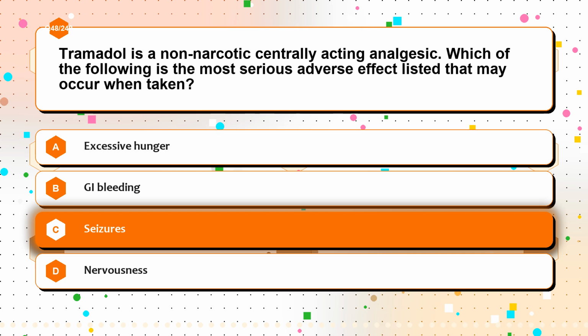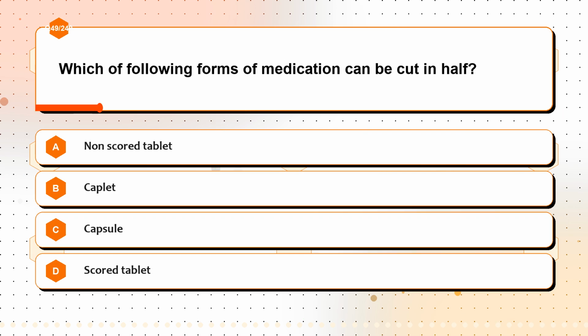The correct answer is option C, seizures. Question 49. Which of following forms of medication can be cut in half? Here are the options. Option A, non-scored tablet. Option B, caplet. Option C, capsule. Option D, scored tablet.